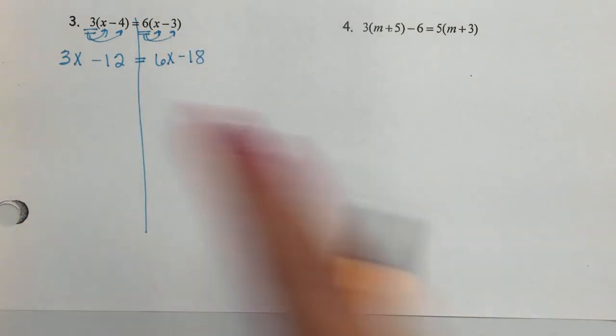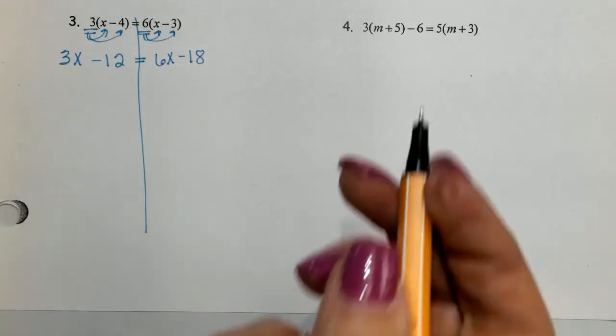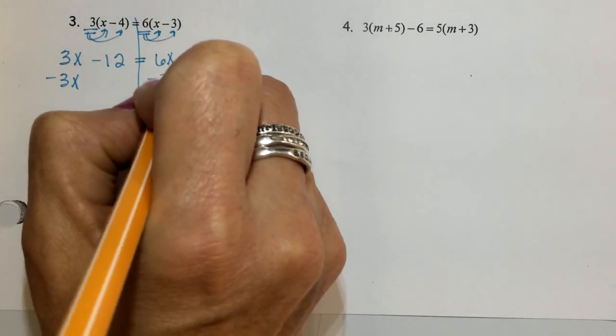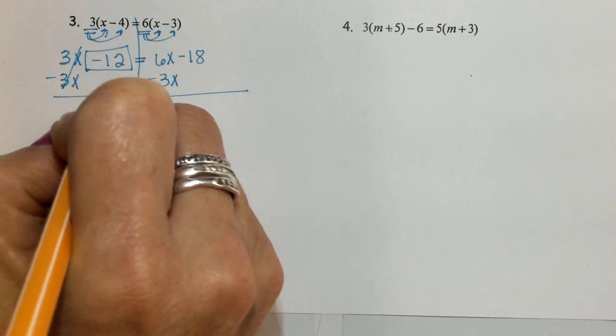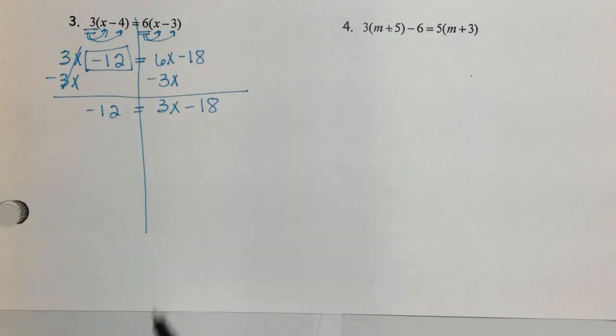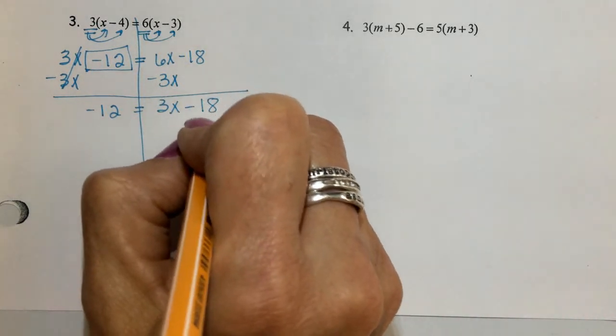Now I have to move things back and forth. And again, you don't have to move your x's this side. You can move them to this side, and I'll demonstrate that. I'm going to move my 3x over, but you can do it the other way. It's not going to change your answer. Be careful here. You're bringing down a negative 12 equals 3x minus 18. Since my x is here, I need to move this 18 to the other side by adding it.